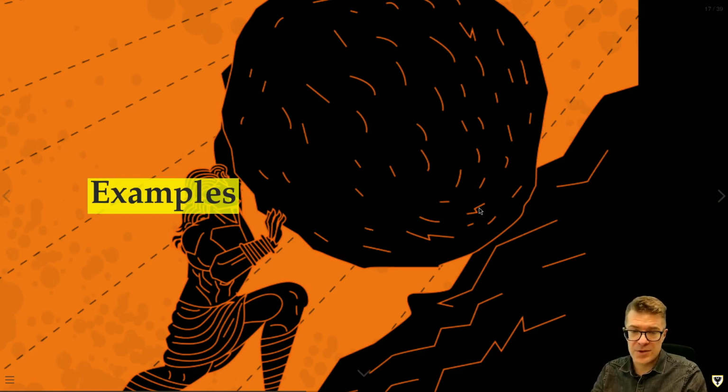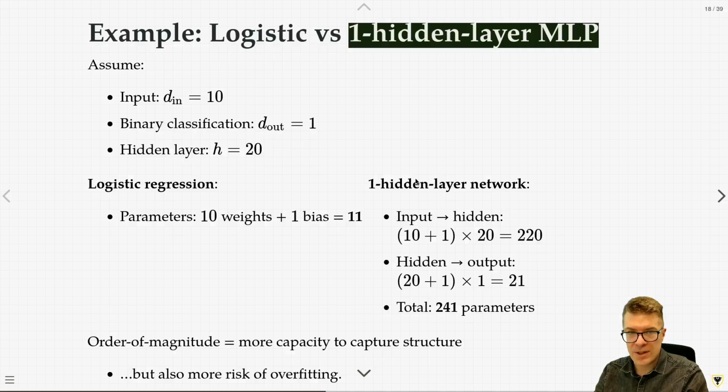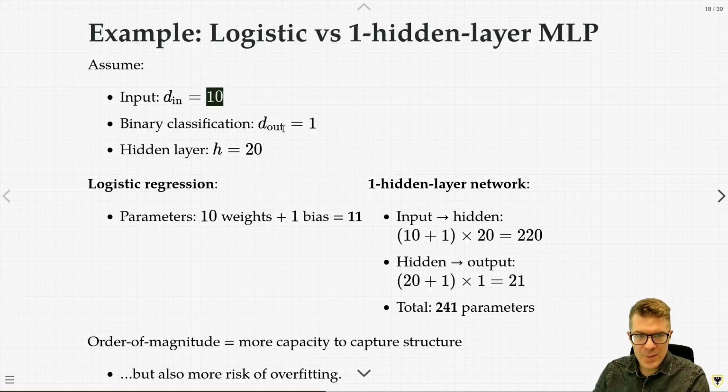So here are the big examples. Let's see how neural networks will actually work with some nonlinearities. The first thing we're going to do is compare our logistic regression baseline against a one hidden layer multi-layer perceptron. Multi-layer perceptron and feedforward neural network in this case are synonymous. They're the same thing. So the input is 10-dimensional. It's a binary classification, so the dimensionality of the output is going to be 1. And then imagine we have this hyperparameter where the one hidden layer for the neural network will have 20 neurons in it.